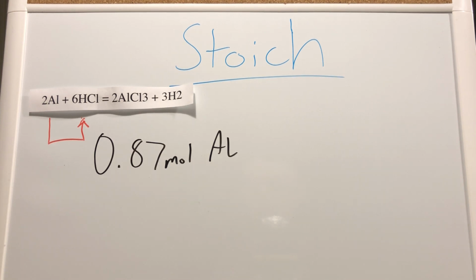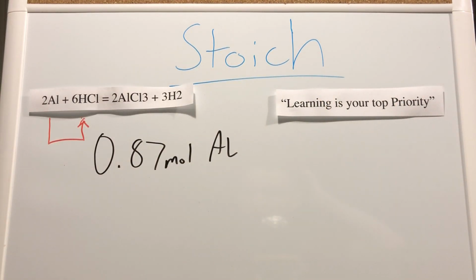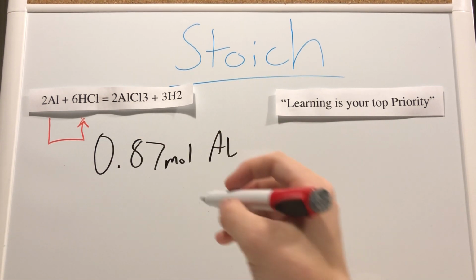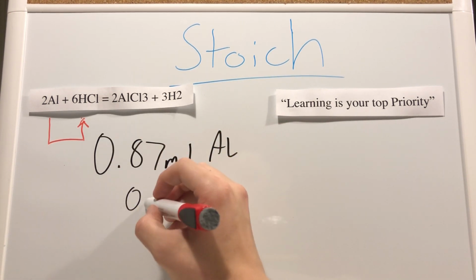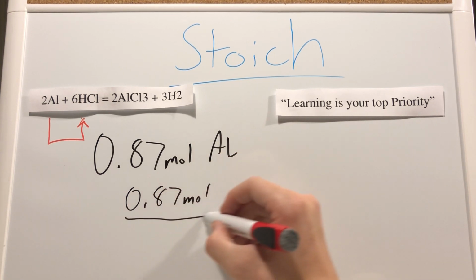to that hydrochloric acid. Something you want to burn into your brain is that learning is going to be your top priority. This is going to be with any dimensional analysis problem or converting. What you're trying to find is always going to be in the numerator position. So if we're going to go from aluminum to hydrochloric acid, we have our 0.87 moles of aluminum. Draw our little picket fence.